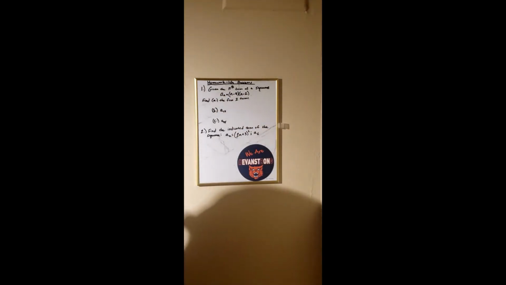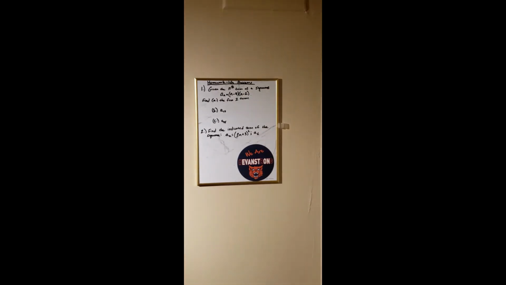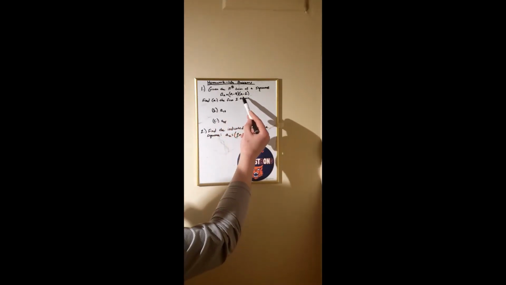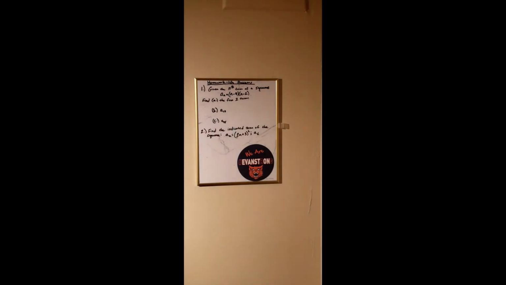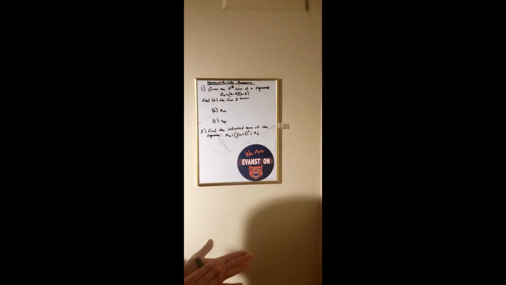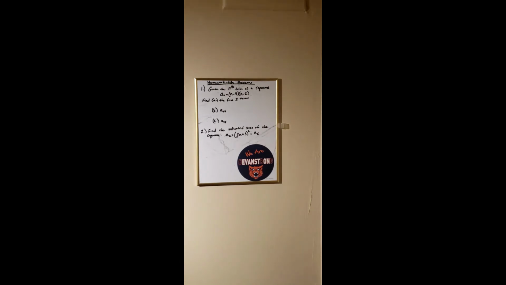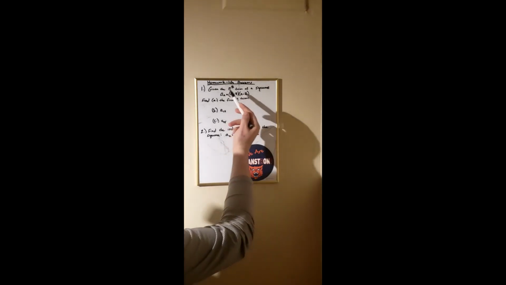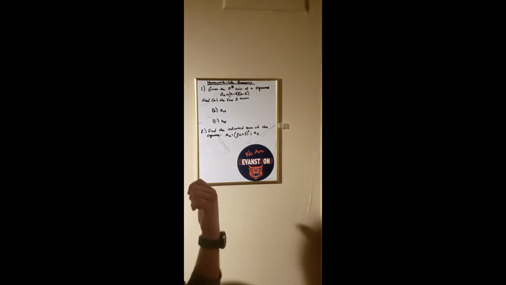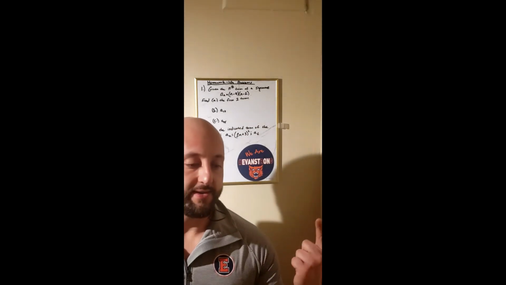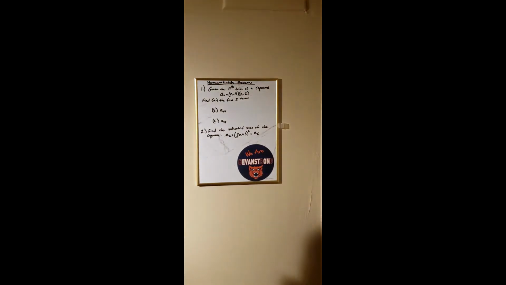It's saying, given the nth term of a sequence, a sub n is equal to the quantity of n minus 4 times the quantity of n minus 2. So notice how this is the formula. It's not written as a function. It's not written as an equation. Like I was saying earlier, this is written as a sequence.